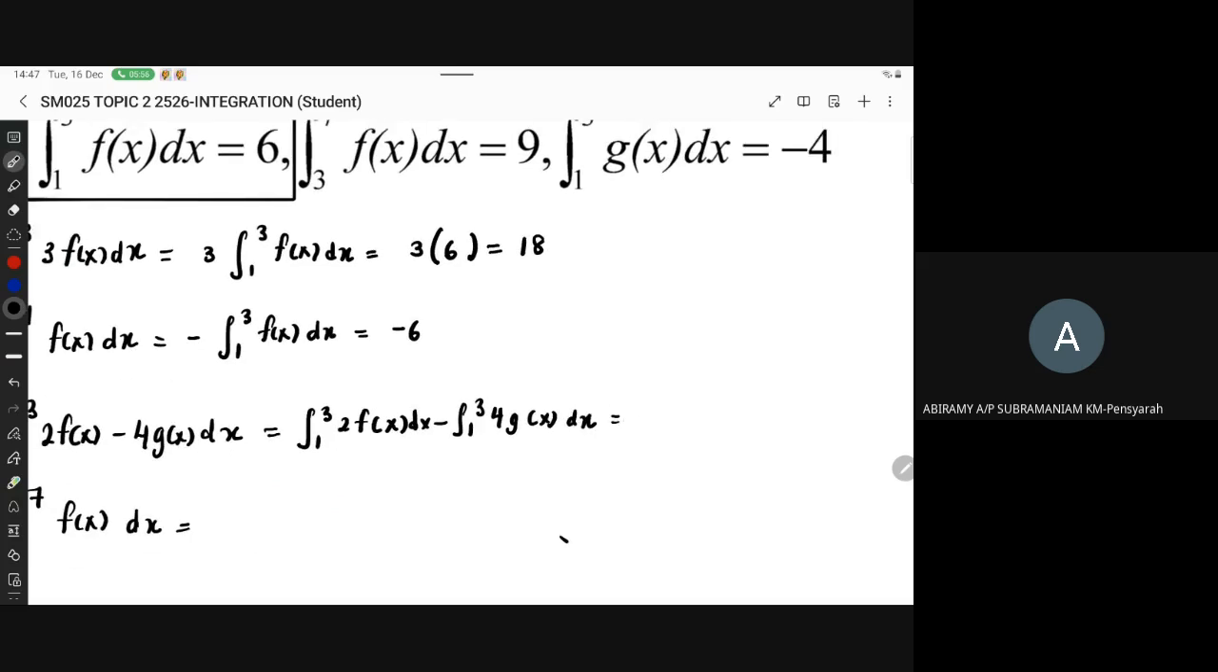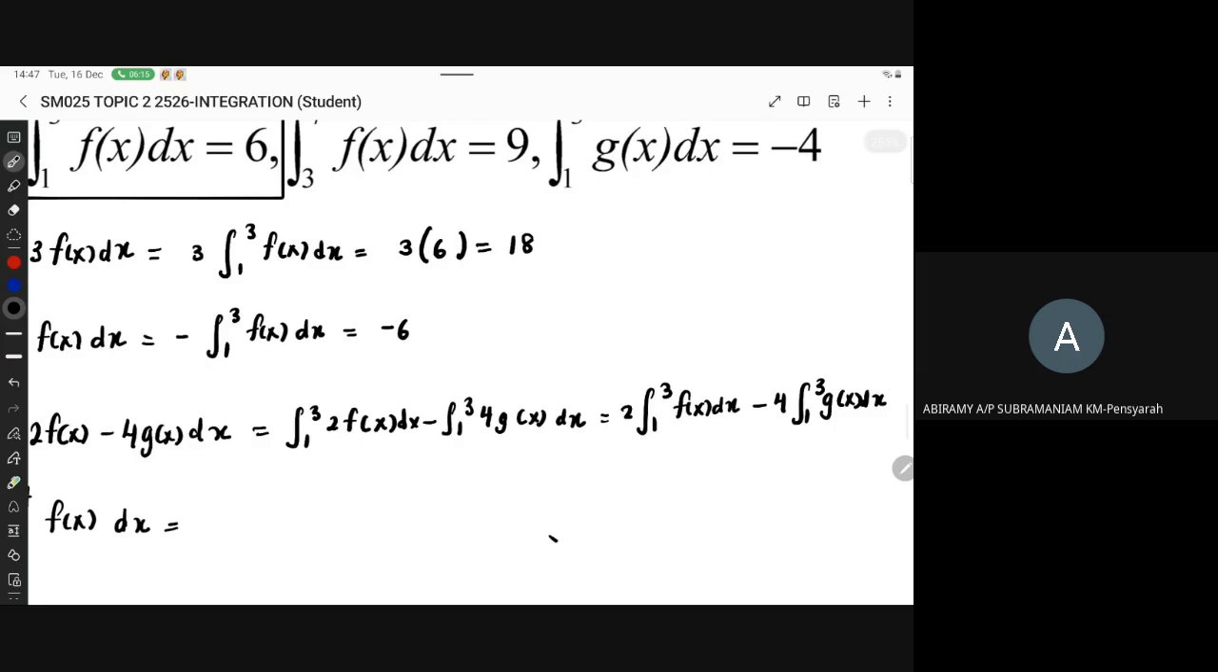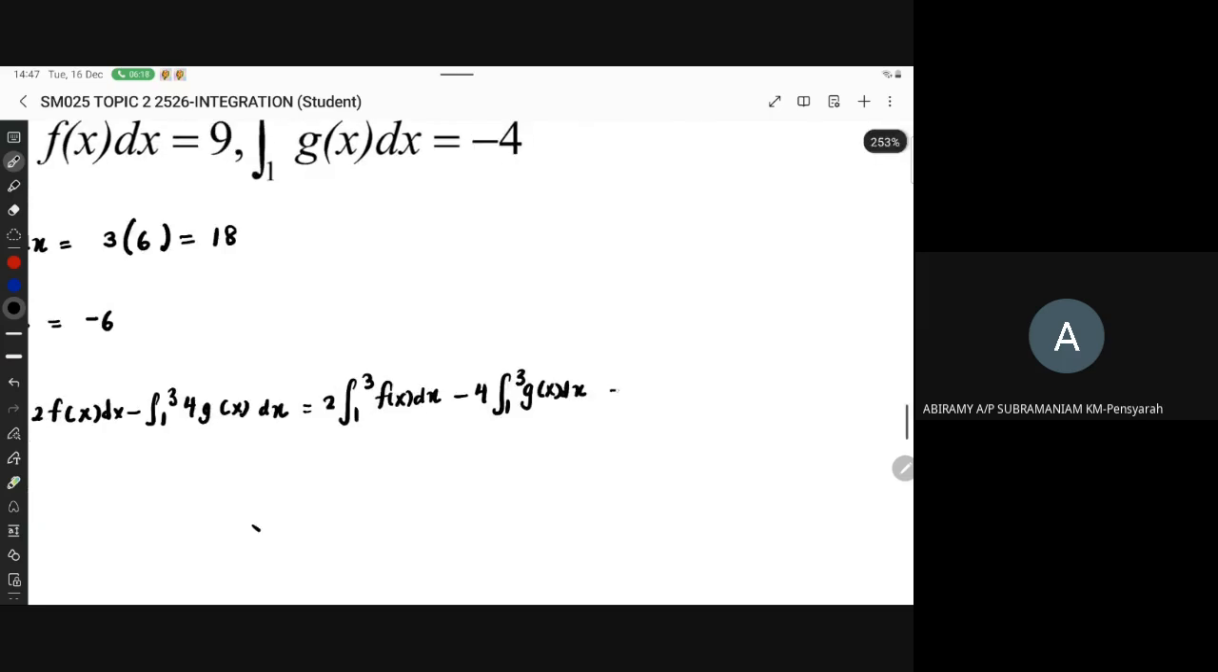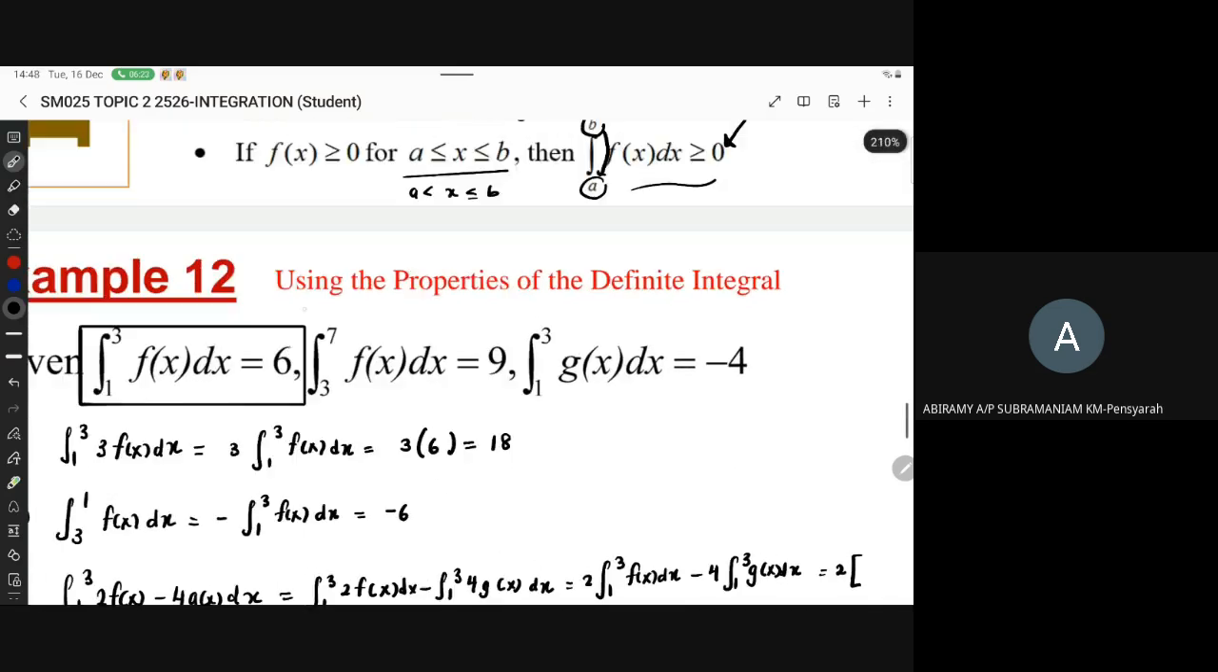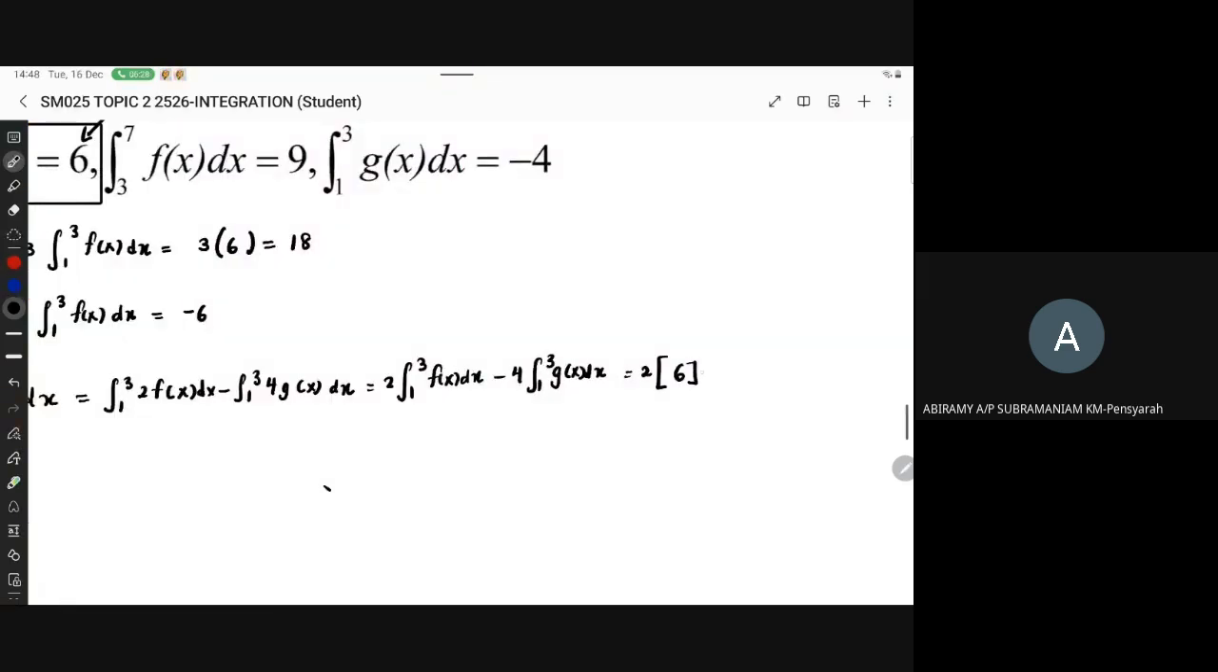2f(x) dx, we can bring out the 2. So basically the first part here we will have 2 times the integral from 1 to 3 of f(x) dx, and the same on the second part, we can bring out the 4 times the integral from 1 to 3 of g(x) dx. So we have the answer for the integral from 1 to 3 of f(x) dx, which is, if we see here, 1 to 3, the answer is 6 minus 4 times the integral from 1 to 3 of g(x).